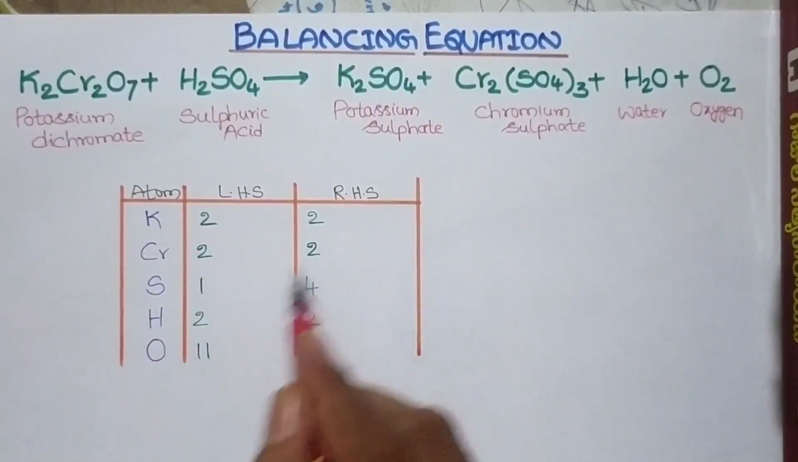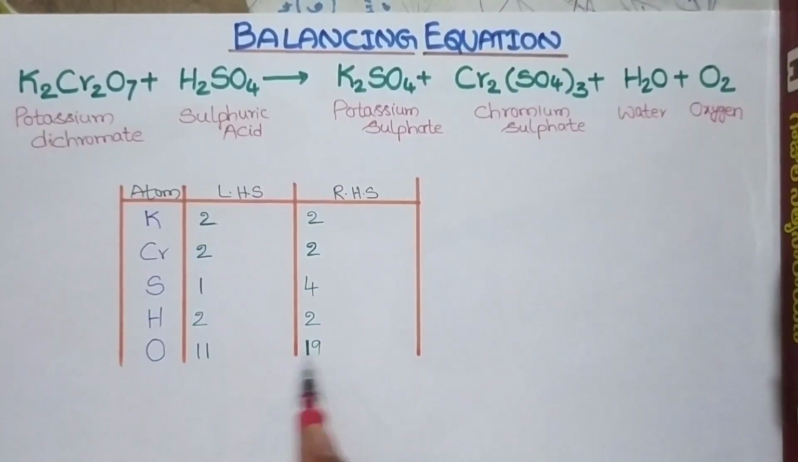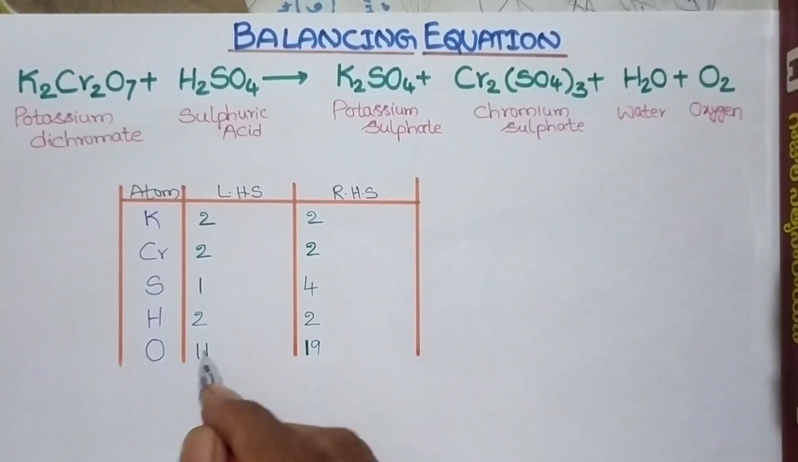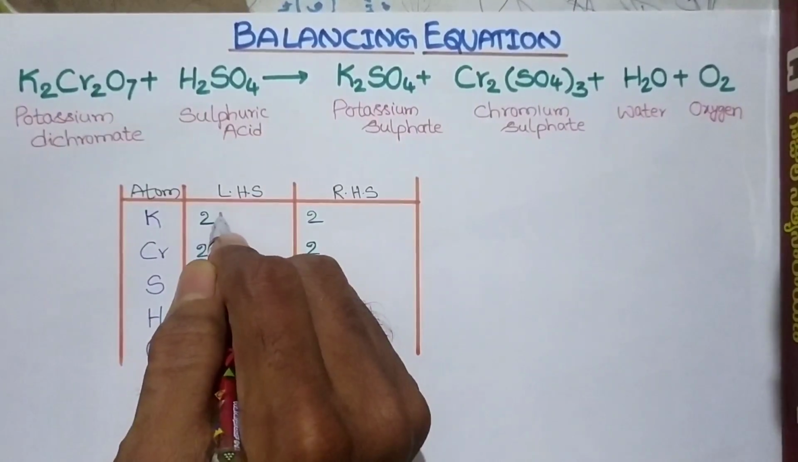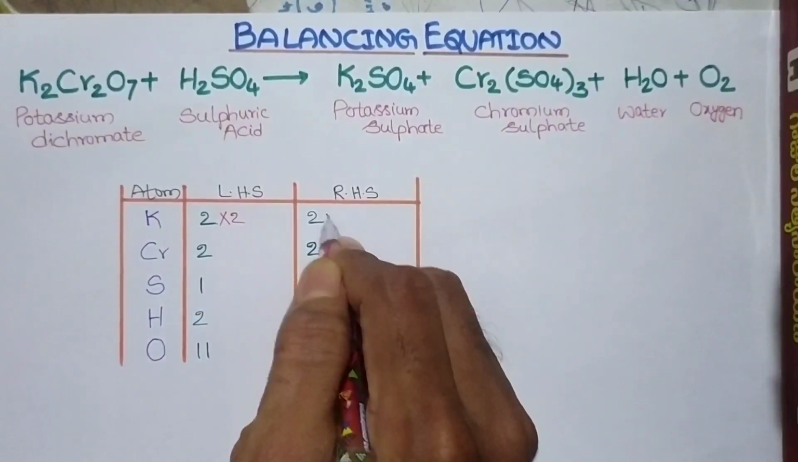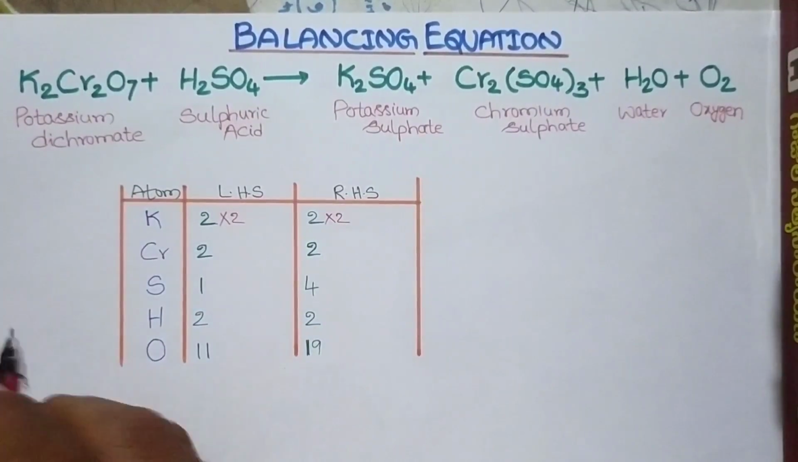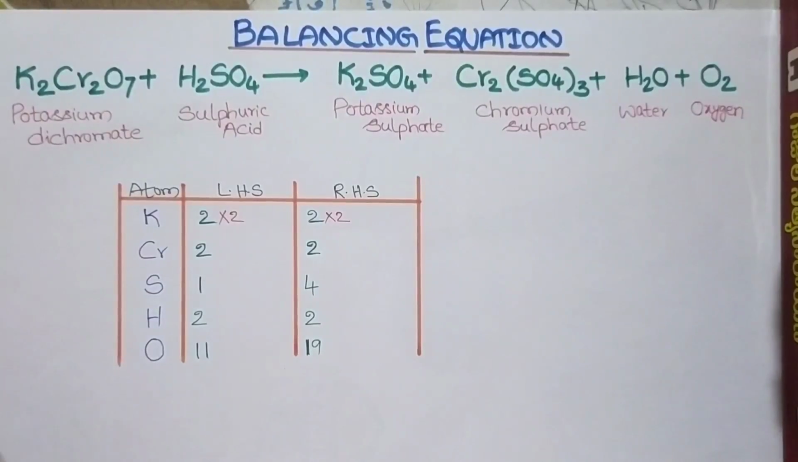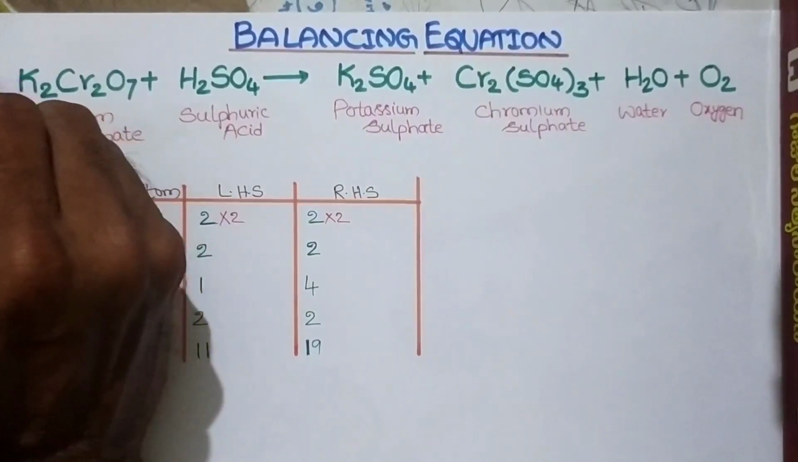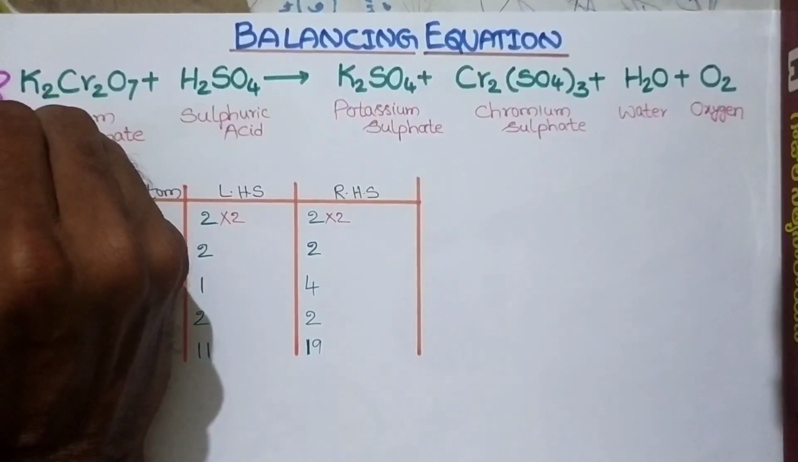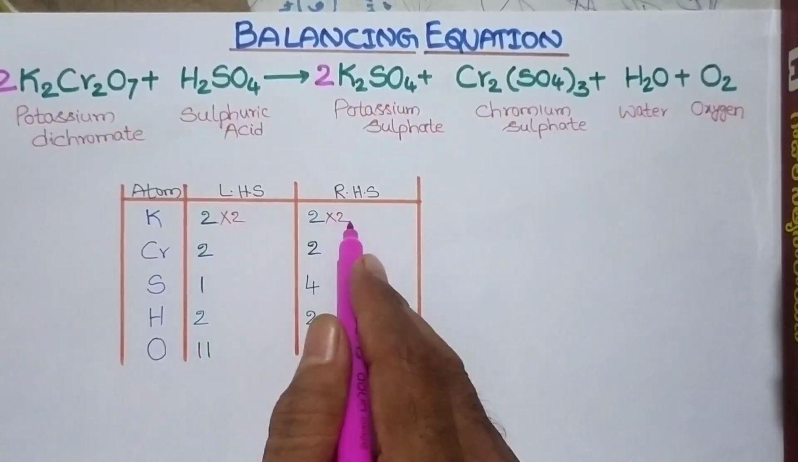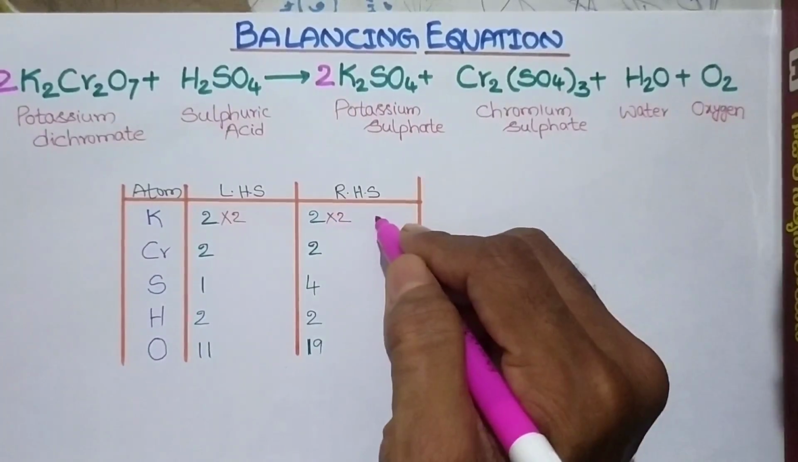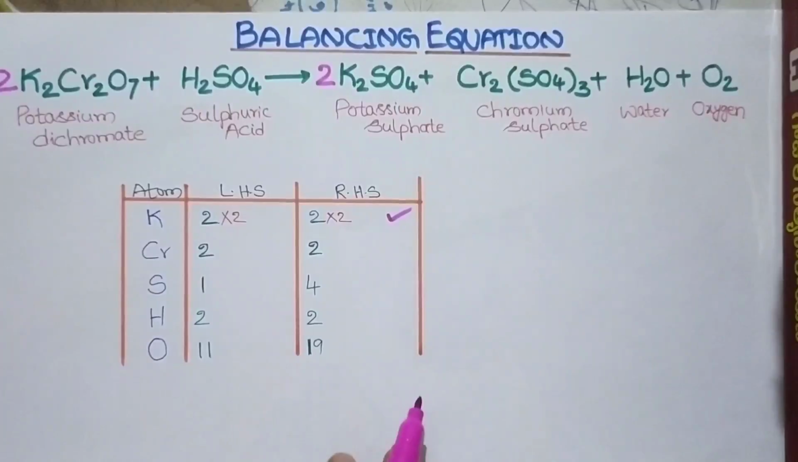See, potassium balanced, chromium balanced, sulfur not balanced, hydrogen balanced. Oxygen, when we have the odd numbers, then we can multiply with the least even number, that is with 2. Let us multiply with 2 both the sides. That means here potassium I would like to multiply with 2. So this is 2, here also 2. Now 2 into 2 is 4, 2 into 2 is 4. So here potassium gets balanced.